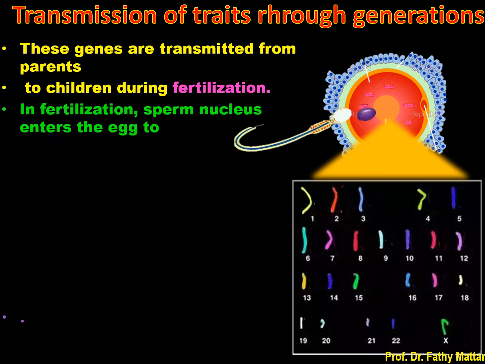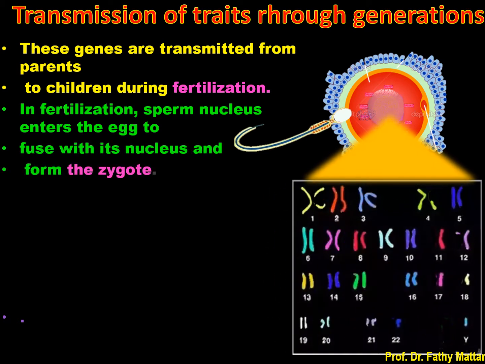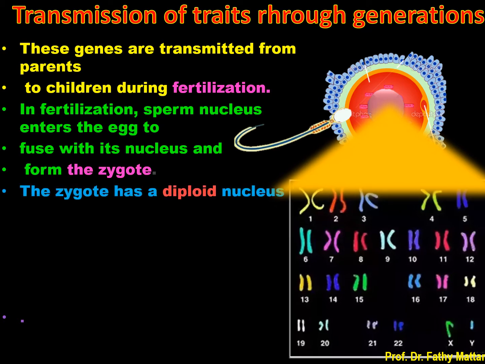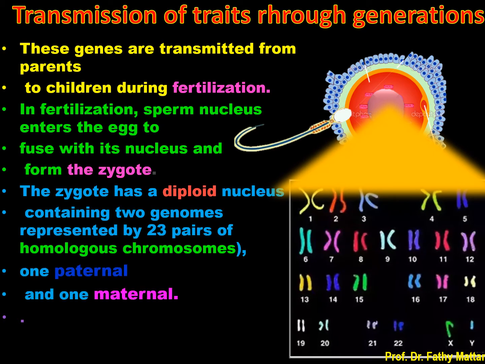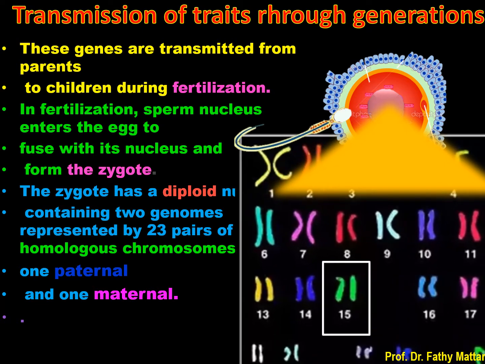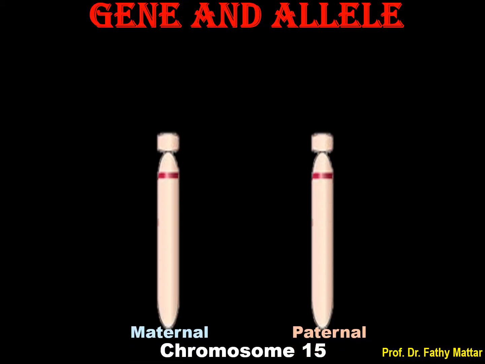In fertilization, the sperm nucleus enters the egg to fuse with its nucleus and form the zygote. The zygote has a diploid nucleus containing two genomes represented by 23 pairs of homologous chromosomes. Each one of these pairs has a paternal and a maternal homologue or chromosome.